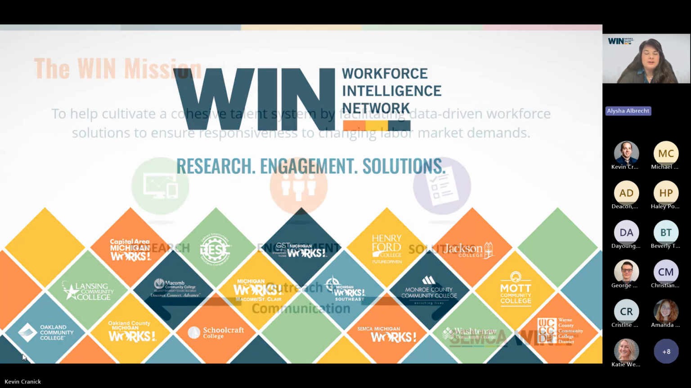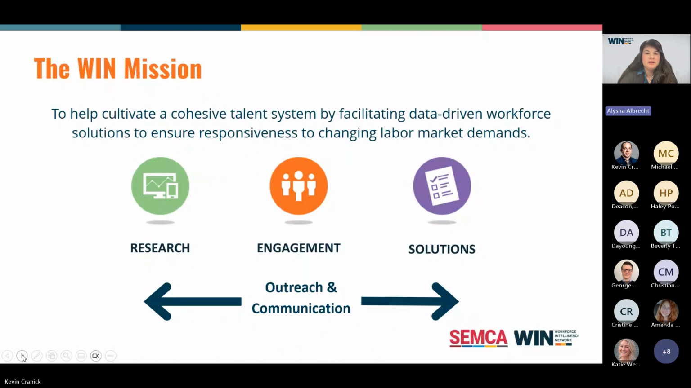So WIN is focused on 3 pillars: research, engagement, and solutions. Obviously the research is what you're here for, the labor market intelligence. Engagement is a huge portion of what our board does and what all of you do as the boots on the ground. And then the solutions is us coming together, building those solutions or extending them, growing them, such as maybe registered apprenticeships, pre-apprenticeships, but then also really reaching across the table with industry as well. And then all of those research, engagement, and solutions obviously reflect around outreach and communication strategies as well.